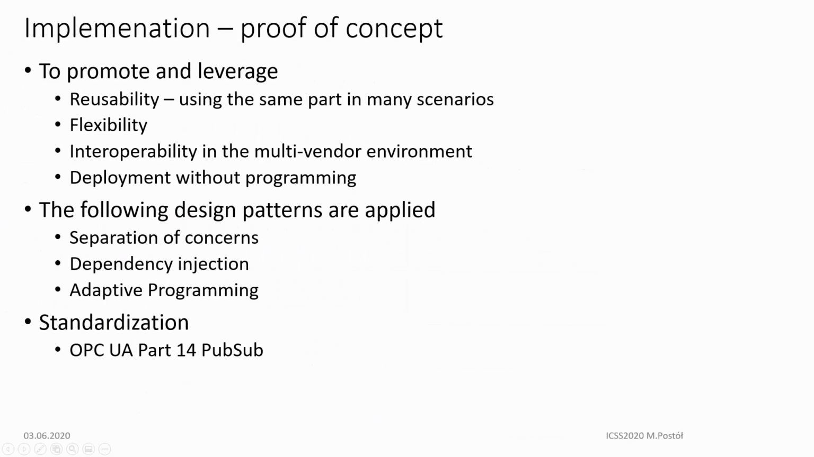It is just a theory, a set of assumptions, that now we can use to propose a concrete implementation meeting the community expectation. I believe that a detailed description of the implementation is not relevant to us, in contrast to an analysis of how to use the proposed domain model to make strategic design decisions and functionality distribution. From the above discussion, we can learn that the main design decisions must concern reusability. It means using the same part in many scenarios, flexibility, interoperability in the multi-vendor environment, and last but not least, deployment without programming. To meet these requirements, the design patterns mentioned on the screen have been used.